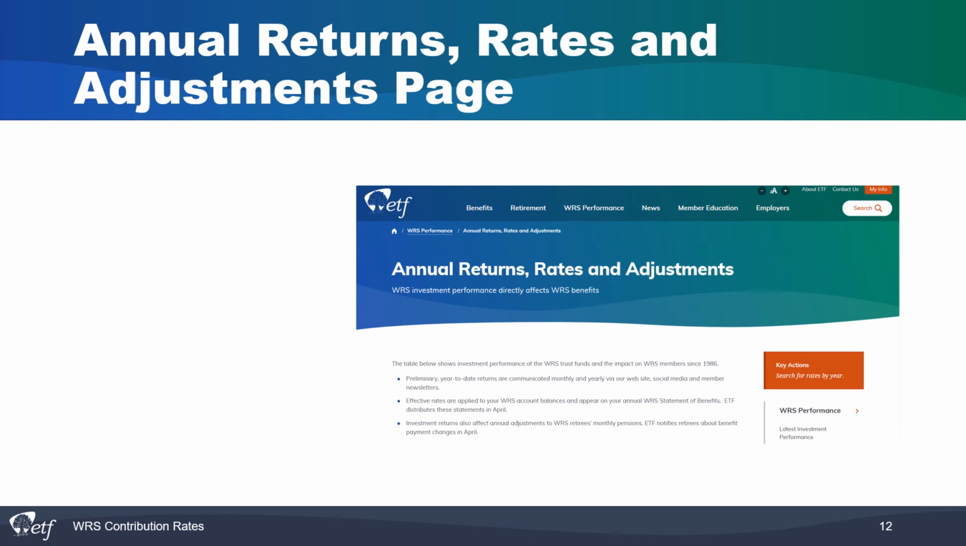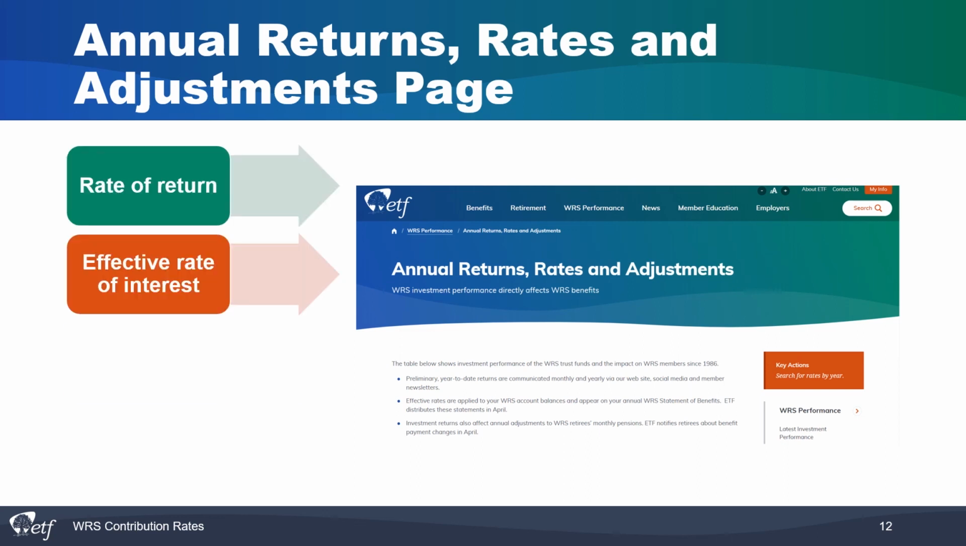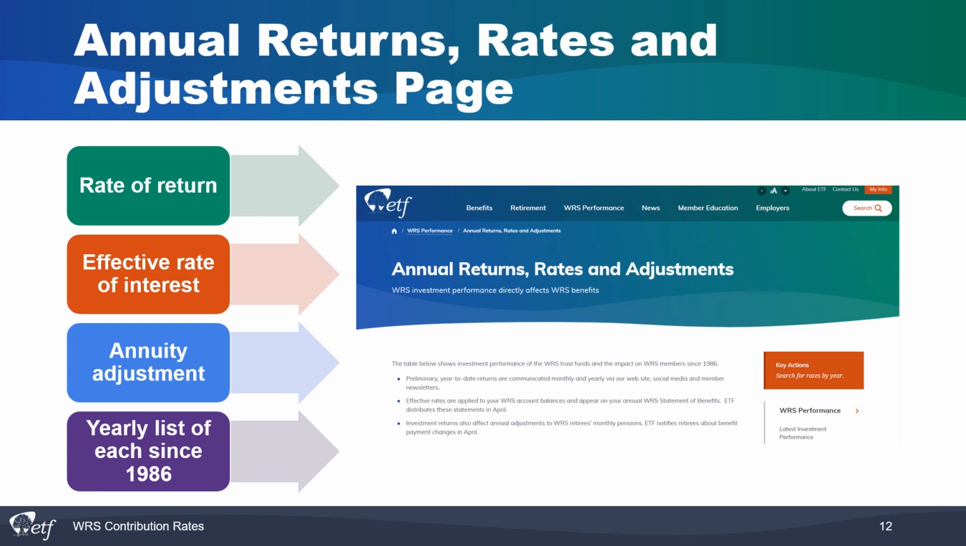Want to see how the WRS has performed over time? Check out our Annual Returns, Rates, and Adjustments page. It provides you with a list of the rate of return, effective rate of interest, and annuity adjustments for both the core trust fund and variable trust fund. In this list, you can see historical returns going back to 1986.